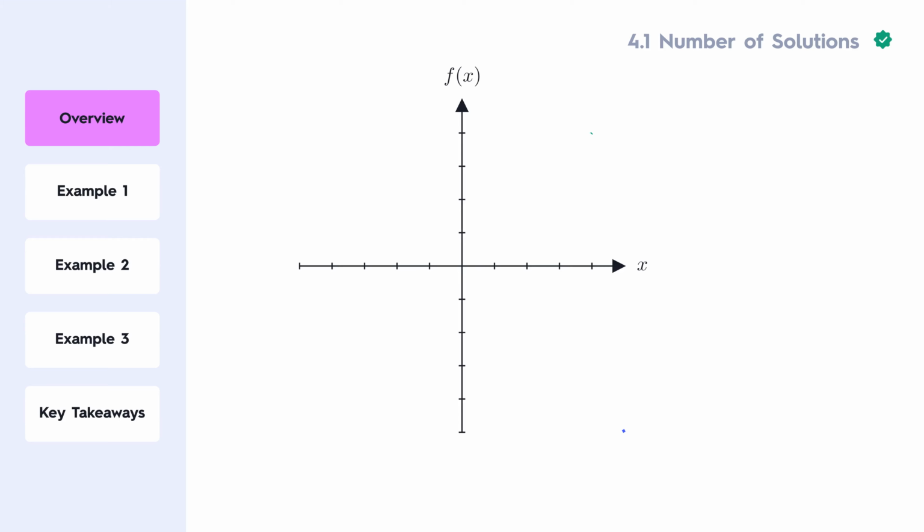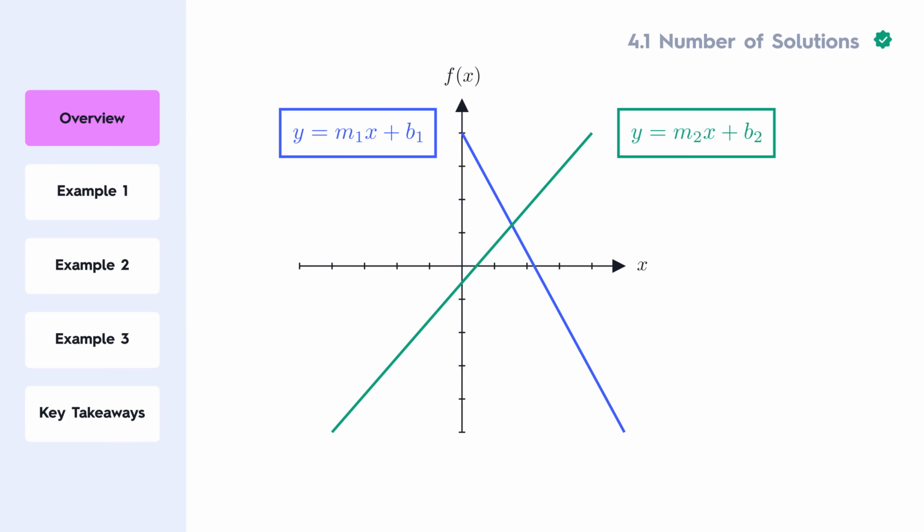For the test, you need to be able to quickly identify these cases by looking at the equations themselves. To do that, let's talk about how the slope and y-intercept of the equations help us determine the number of solutions. In the slope-intercept form, m represents the slope of the line, and b represents the y-intercept, which is where the line crosses the y-axis. By comparing the slopes and y-intercepts of two equations, we can determine whether the lines will intersect, be parallel, or overlap. Here's a quick summary of how to use the slope and y-intercept to figure out the number of solutions.